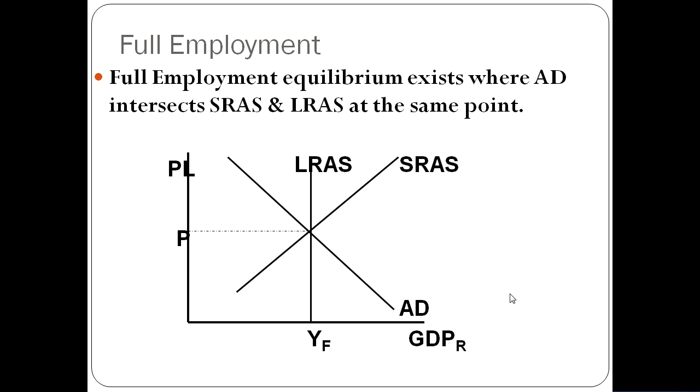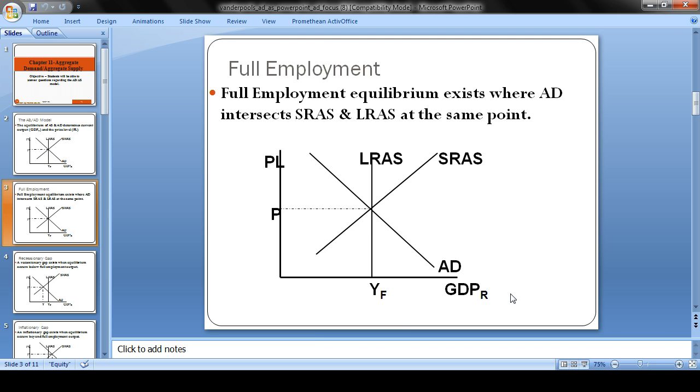So you can see here aggregate demand and short-run aggregate supply intersected at the long-run aggregate supply curve, which gave you an equilibrium price level represented by the variable P, and you are currently here at full employment output, which is represented by the variable YF.